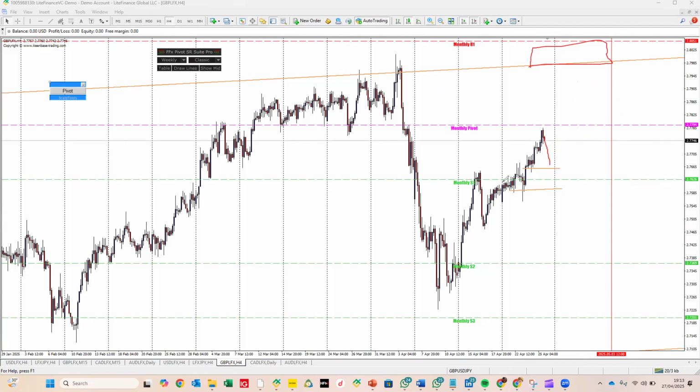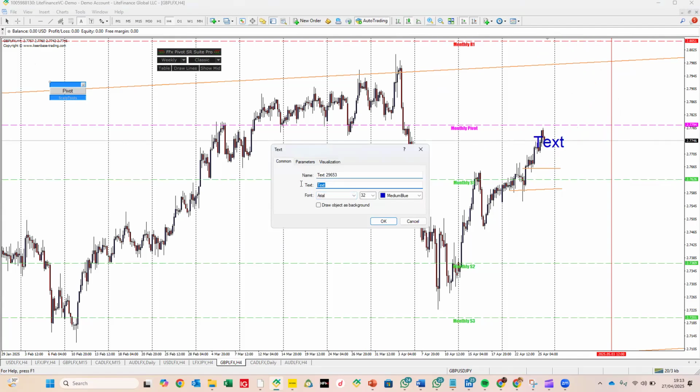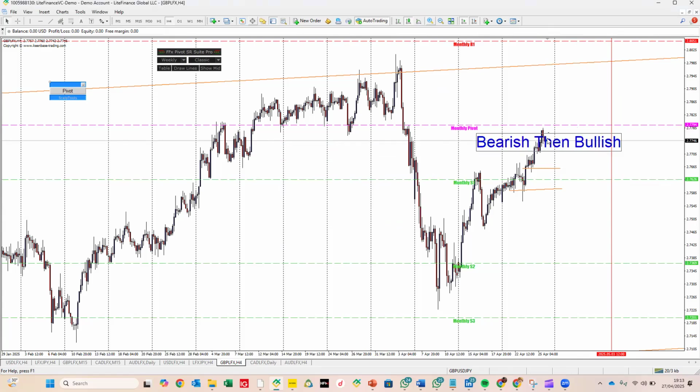So the takeaway that we can see or expect from here is that we expect some immediate bearish movement on the pounds, but the overall trend seems to be bullish. So with that, I'm going to be putting in something here that says bearish, then bullish. Bearish, then bullish. So we know what to expect during the week.